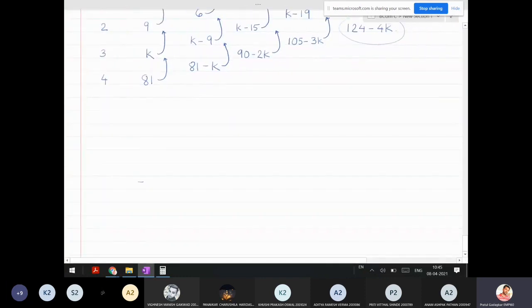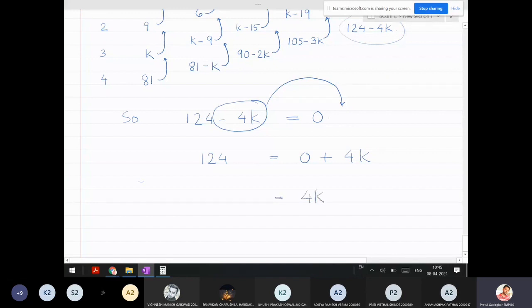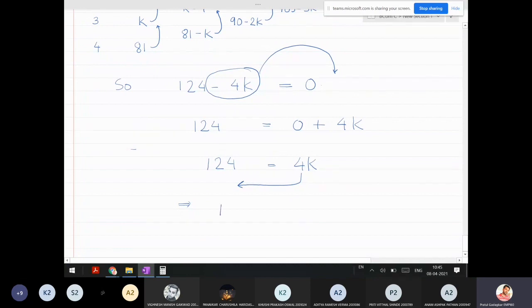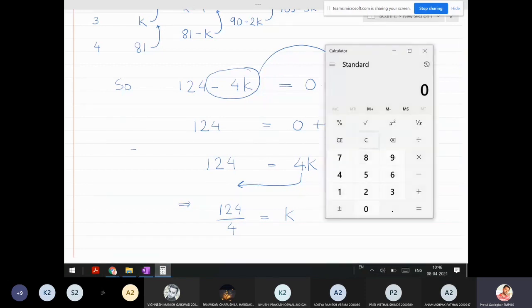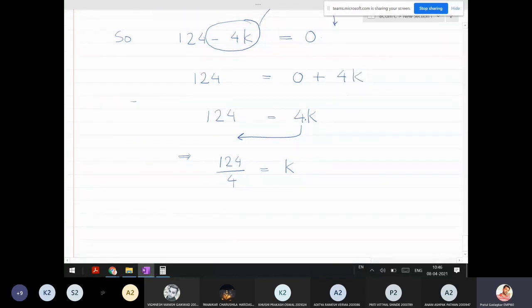124 minus 4k is equal to zero. So this means that this minus 4k will go to the other side and add. So it will be 0 plus 4k. What is 0 plus 4k? It is 4k. This is 124. Now this 4 will go and divide on that side, because it is multiplied here. When I send it to the other side, it will divide. It will become k. So what is 124 divided by 4? You can do this orally, but I'm still using the calculator. So the division is 31. 31 equals k. So I got the value of k: k is 31.